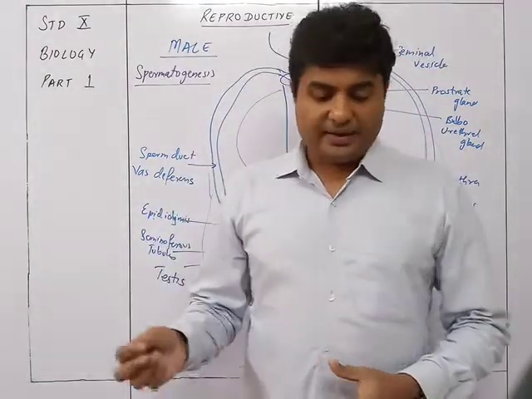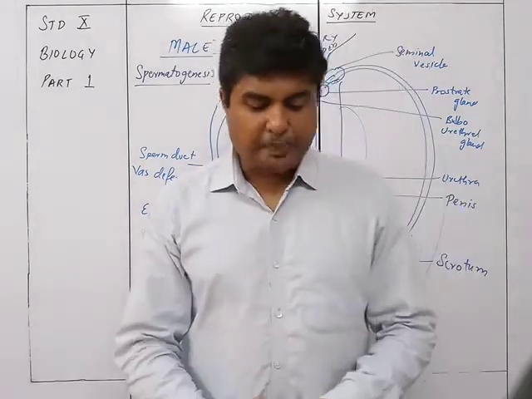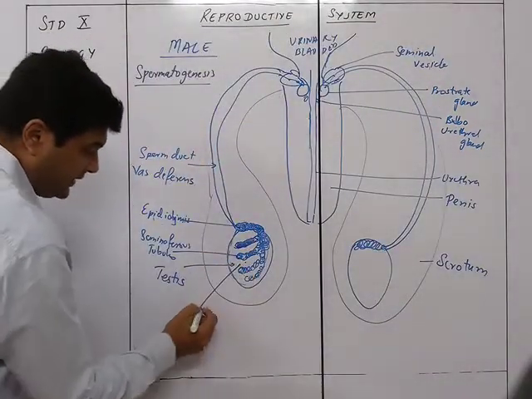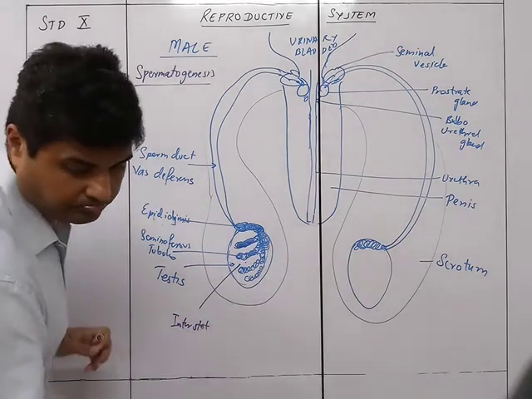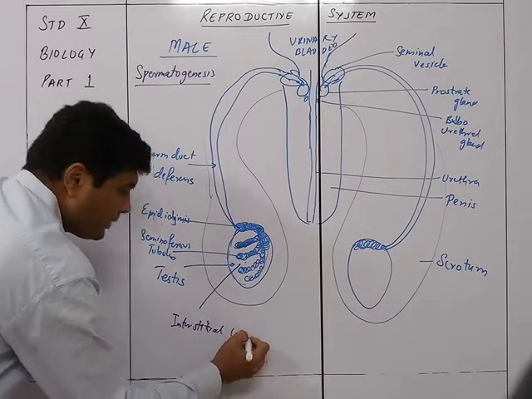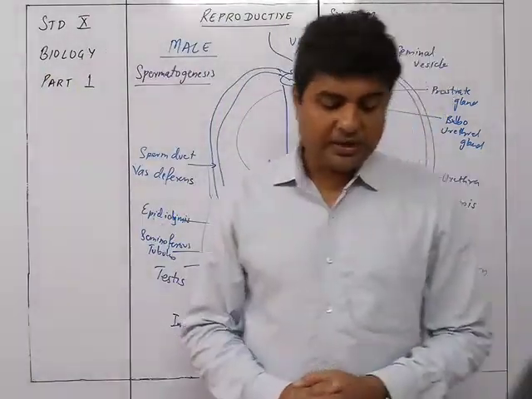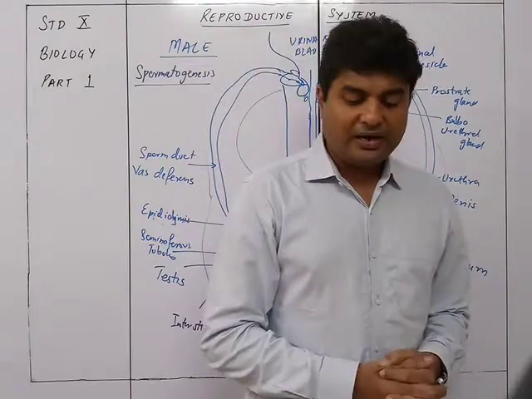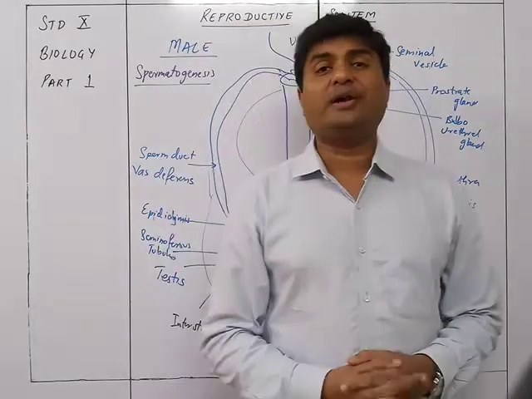The second part is the interstitial cells, that is, the packing tissue filling in between the coils of the seminiferous tubules. So the interstitial cells are over here, between the coils of the seminiferous tubules. The interstitial cells, also called Leydig cells, produce the male hormone testosterone.